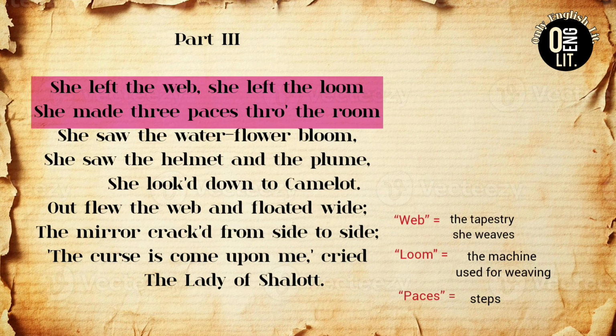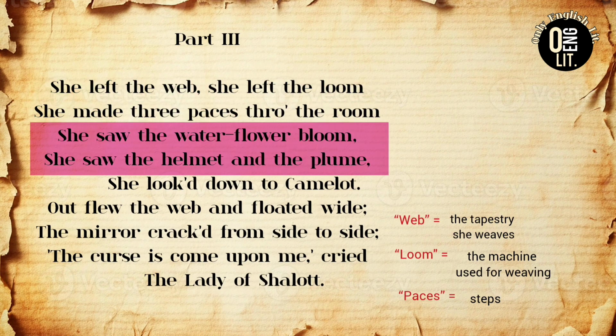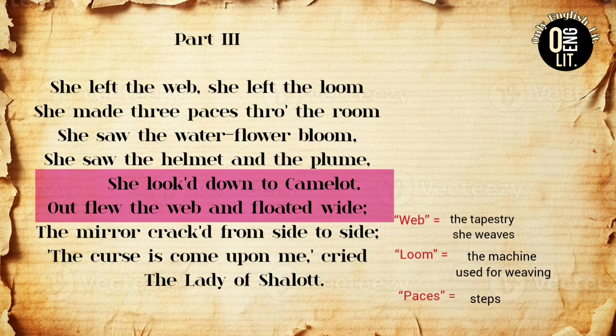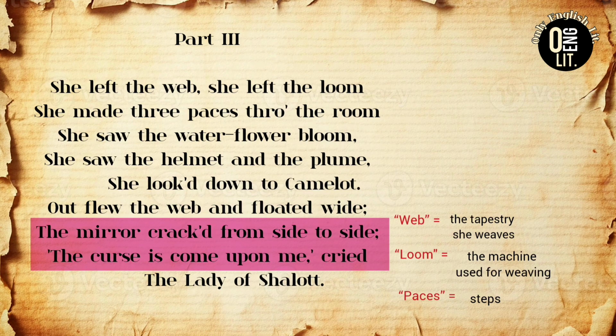The lady left her weaving behind as she moved three steps across a room from where she glanced upon the water lily blooming and his blazing helmet and Camelot for the first time. Her weaving then flew from the loom and floated in the air. Then the lady's mirror cracked and she cried as the curse began.